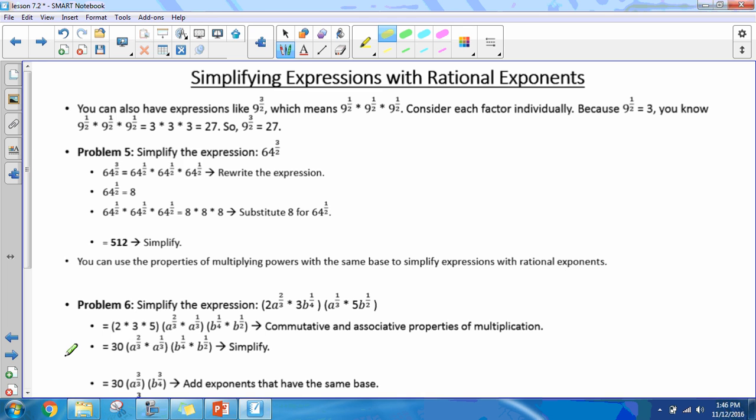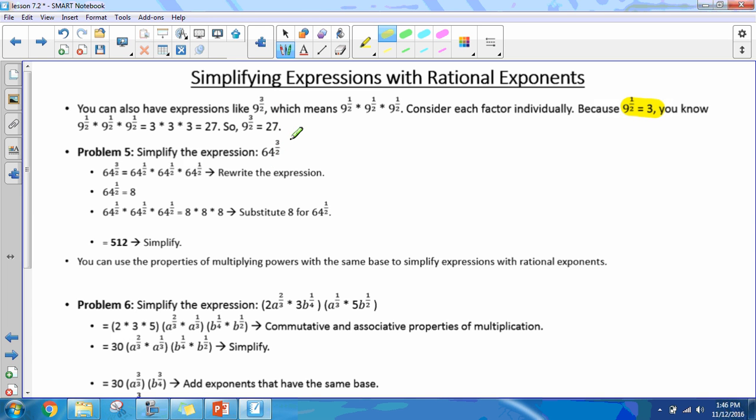You can also have expressions like 9 to the 3 over 2 power, which means 9 to the 1/2 power times 9 to the 1/2 power times 9 to the 1/2 power. That is because, since we have the same base, if I add 1/2 plus 1/2 plus 1/2, I get 3 over 2. Consider each factor individually. Because 9 to the 1/2 power equals 3, we can substitute 3 for each of these factors, and we get 3 times 3 times 3, which equals 27. So 9 to the 3 over 2 power equals 27.